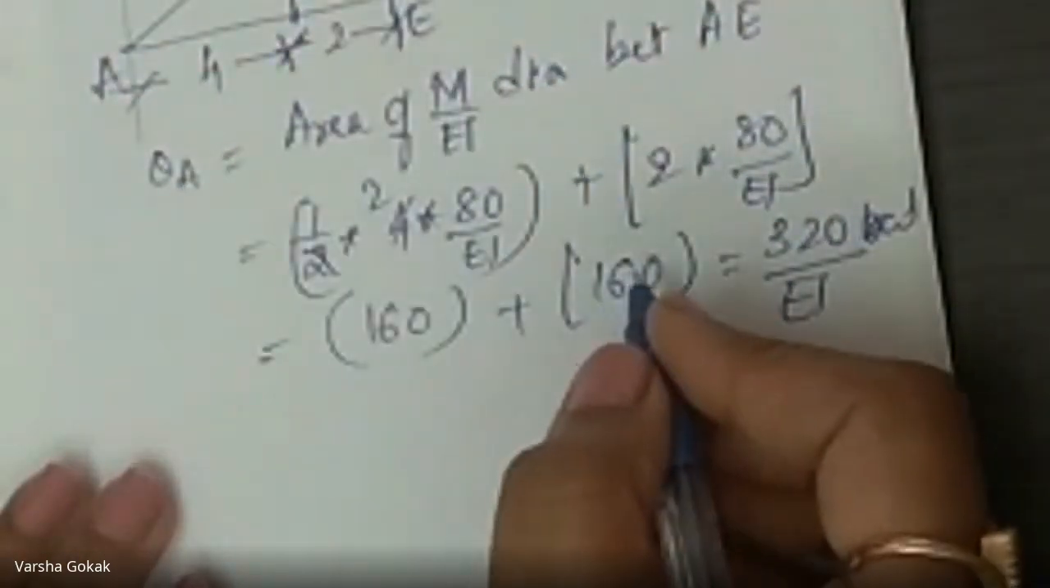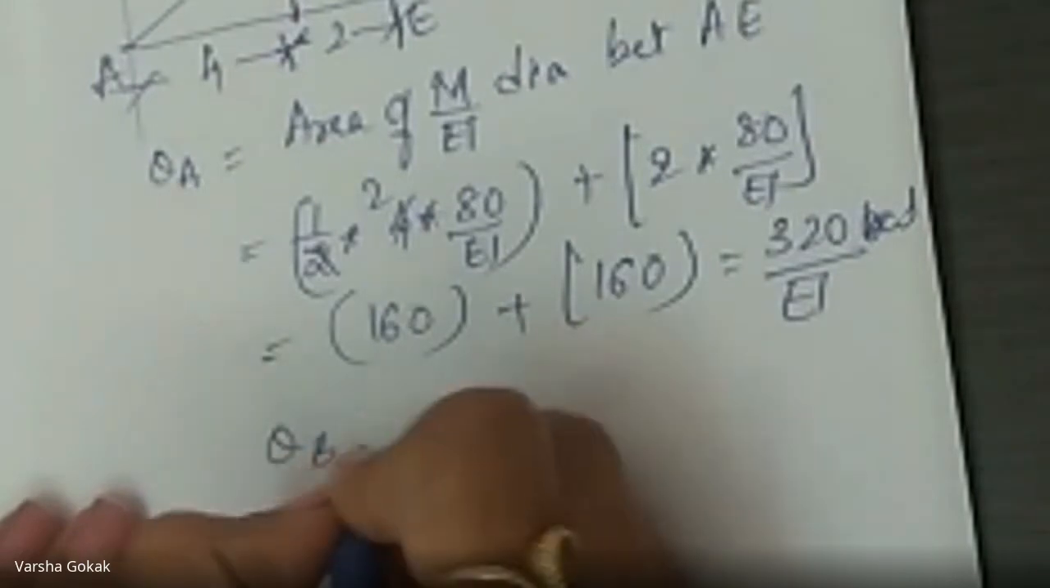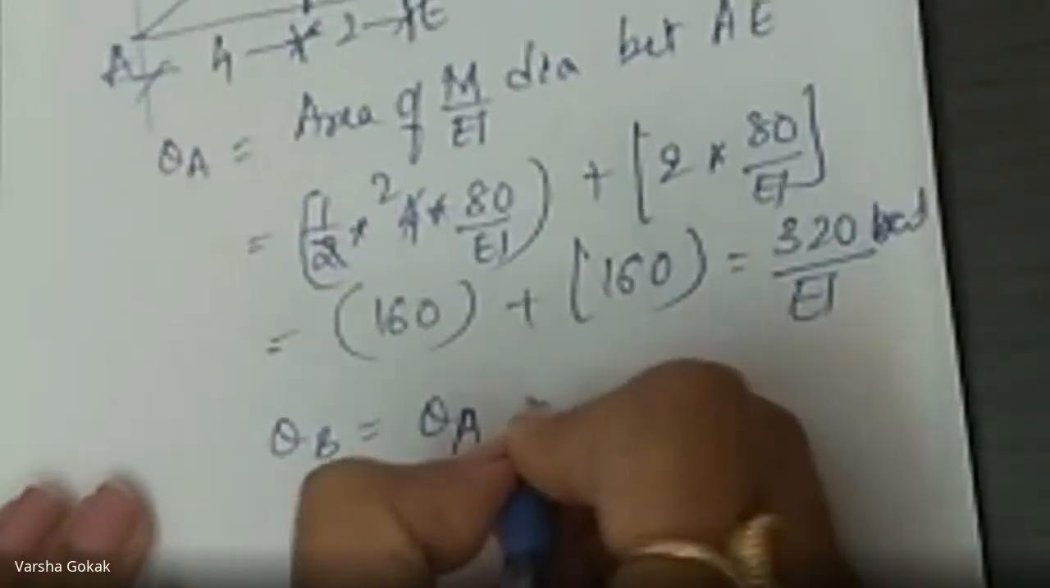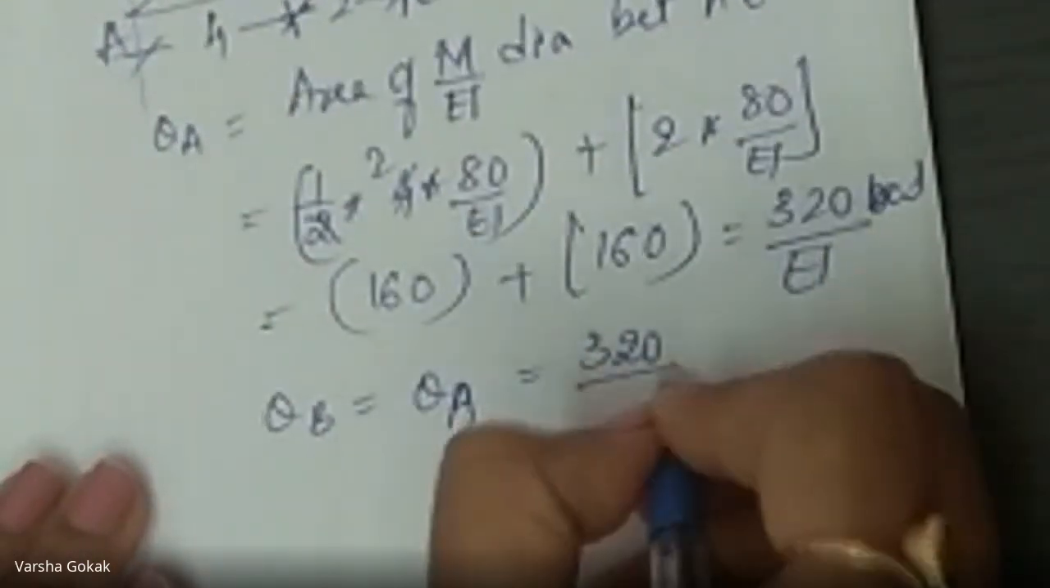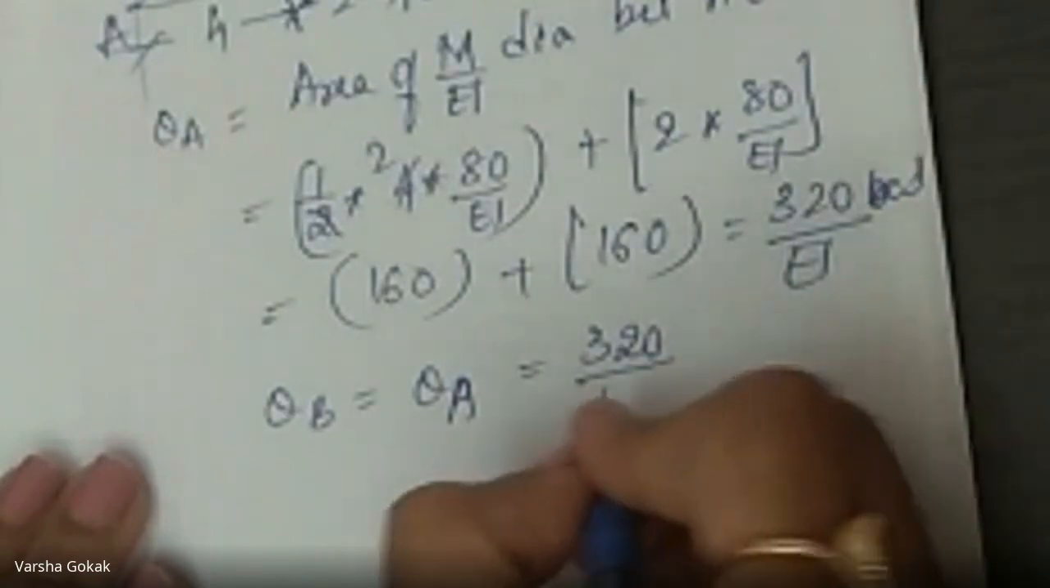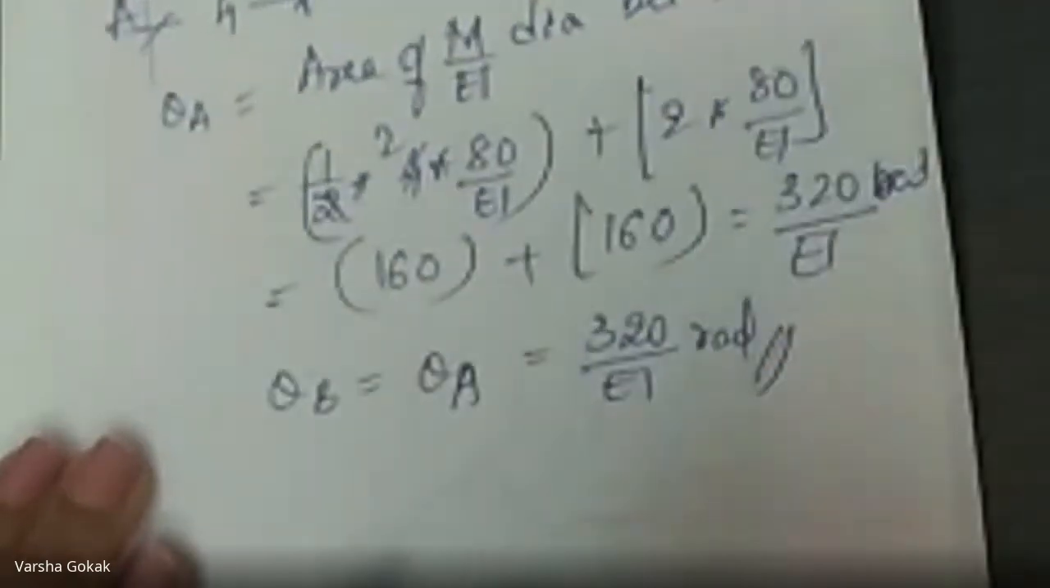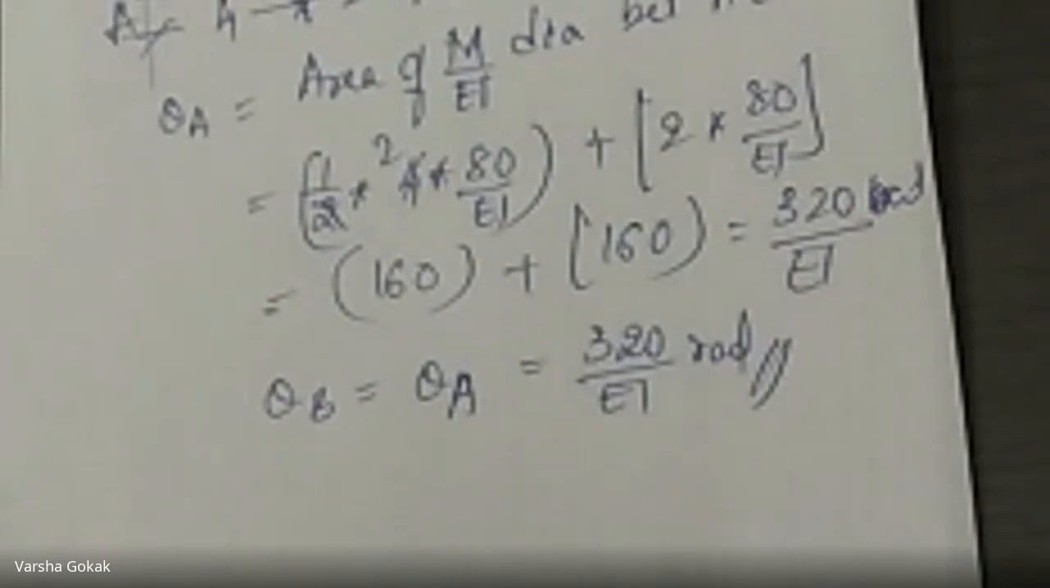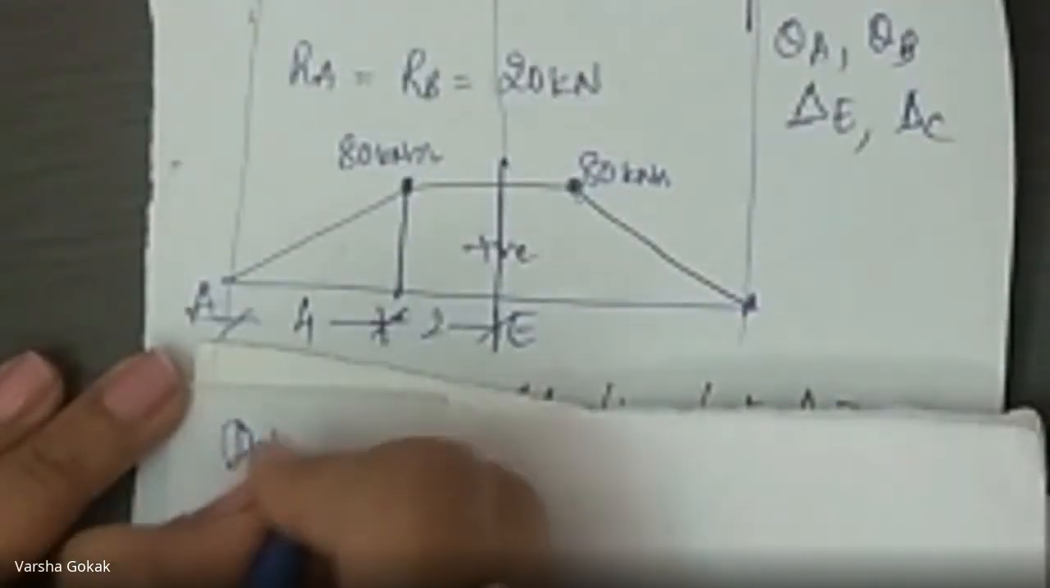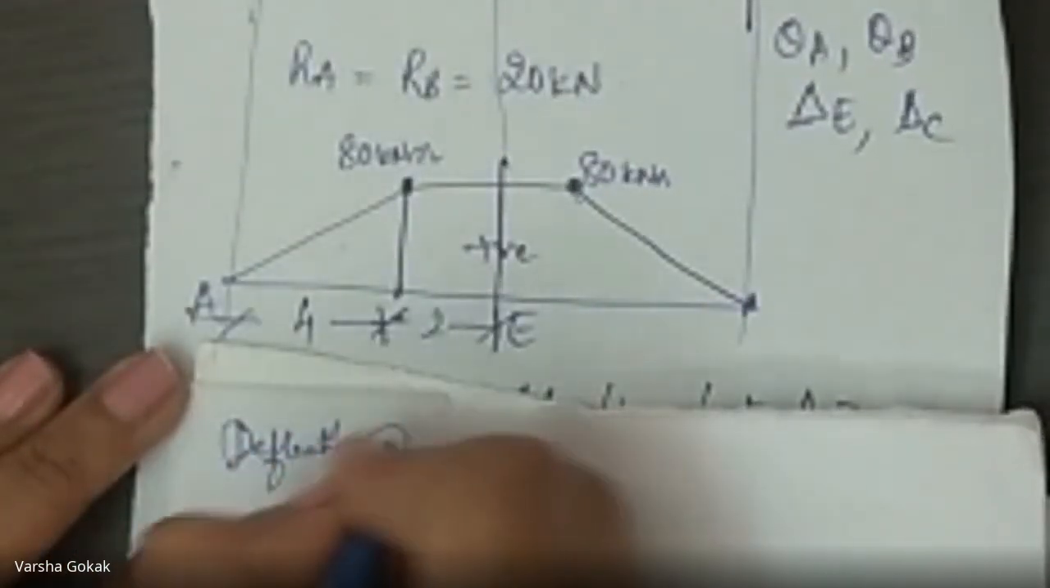Correct? So this is your theta A, which is theta B is going to be equal to theta A, that is 320 by EI radians. Why? Because they are symmetrical in nature. The beam is symmetrical in nature. After this, we have to find the deflection at midpoint. Okay? So let us write deflection at point E here.